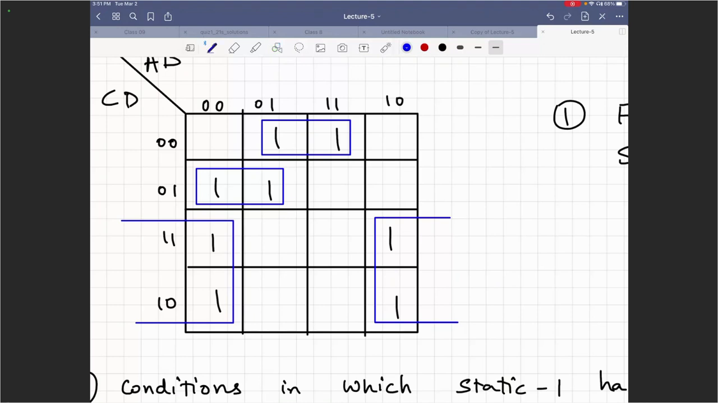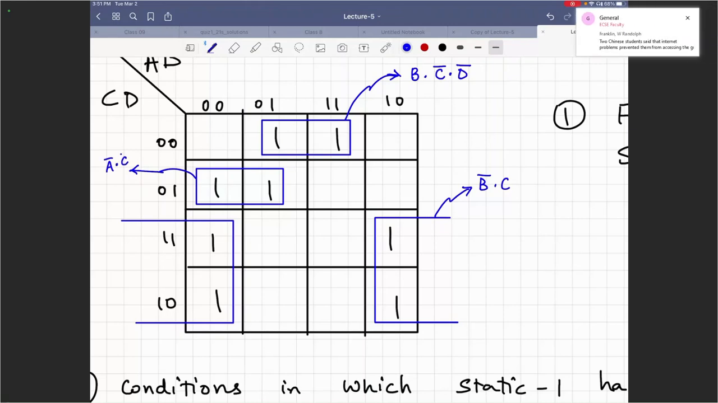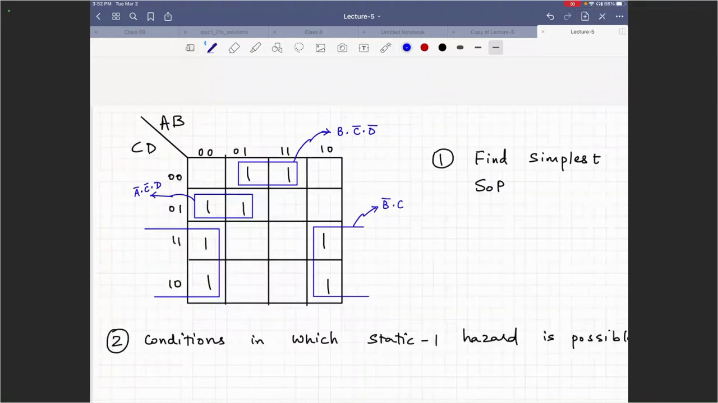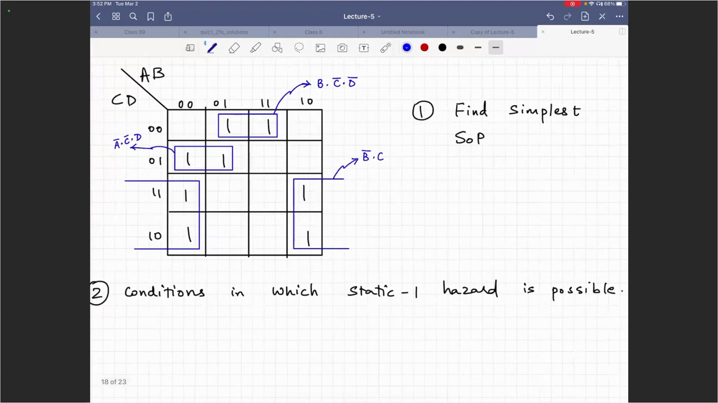Now, let's try to list them out. So I got this as what? Let's see. B is a 0. C is a 1. And for this guy, what do I have? B is a 1. C is a 0. D is a 0. And for the last one, what do you have here? A is a 0. C is a 0. D is a 1. Perfect. So my simplest SOP would be F equals B complement and C, or B and C complement and D complement, or A complement, C complement, D, right?